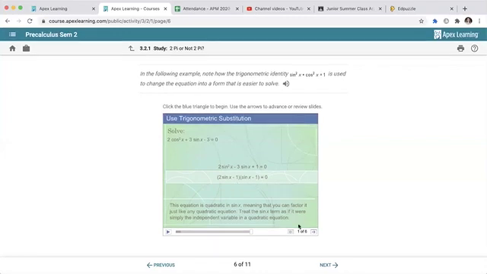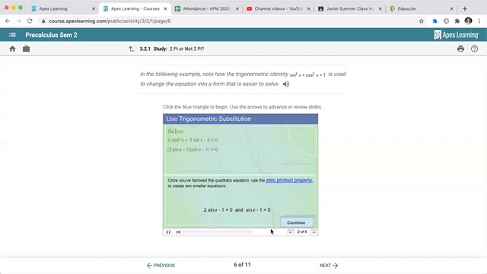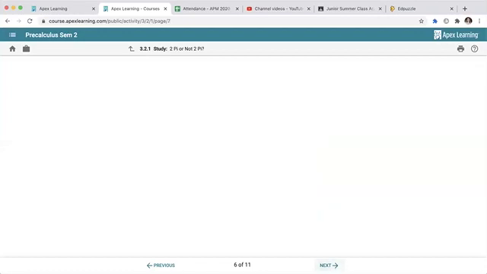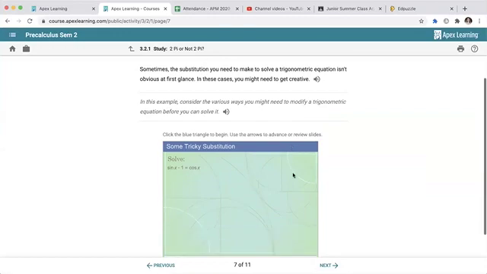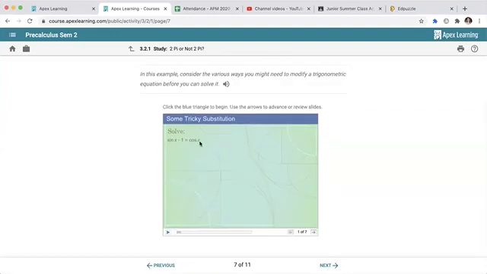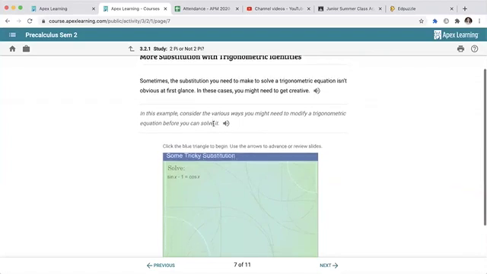Again, I'll let you go through these slides to remind yourself. I just want to keep us moving for the sake of time. Then if we're looking at a different one, we can do more substitutions.